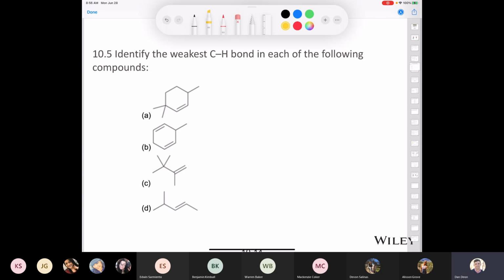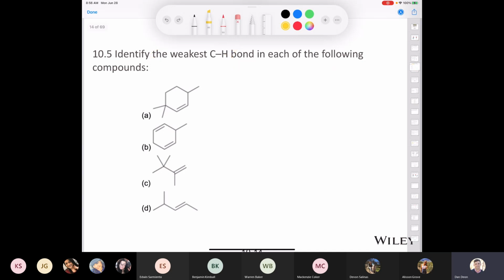it's kind of asking two questions at once, right? It just says identify the weakest carbon-hydrogen bond in each of the following compounds. So you've got to connect a few dots, right? You've got to say, well, weakest carbon-hydrogen bond. So that's related to what? Bond dissociation energy. So the lowest bond dissociation energy is whichever bond that's going to break that's going to produce the most stable radical. Okay?